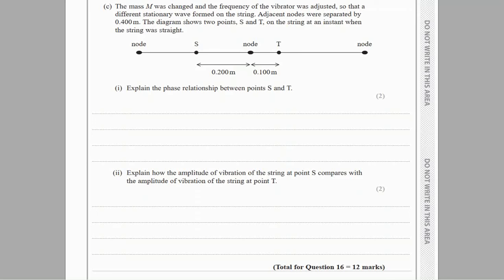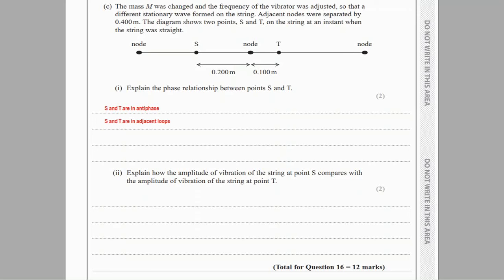So if you draw a standing wave like this, you'll see S is in one loop, T is in another loop, and there is a node in the middle. Always remember, particles on either side of a node are always in antiphase, meaning particles in two adjacent loops are always in antiphase. So S and T are in antiphase. Question says explain. Look at the command word in the question as well. Explain. So when you say S and T are in antiphase, you have to justify why, because they are in adjacent loops.